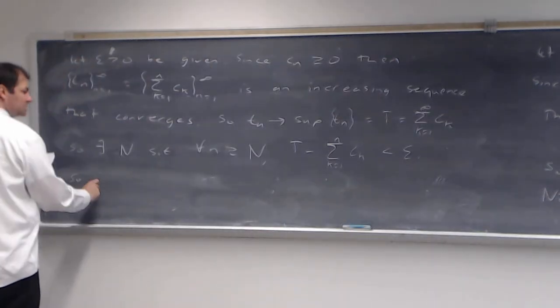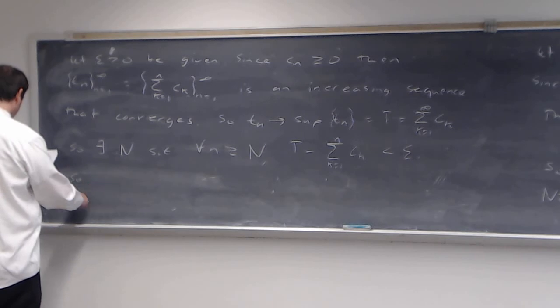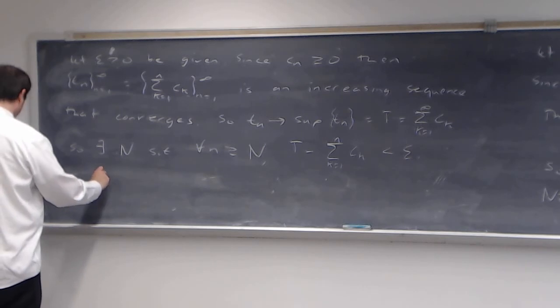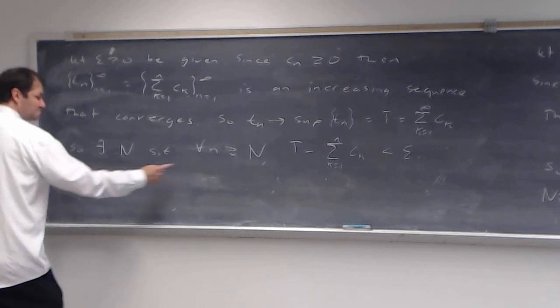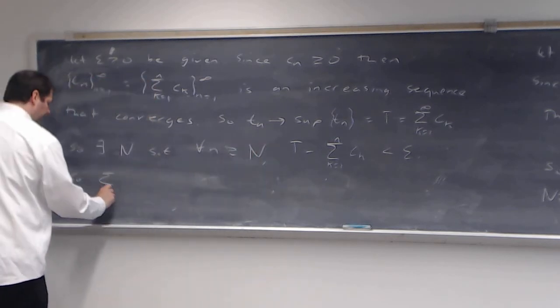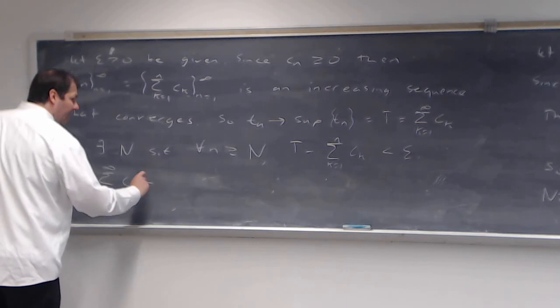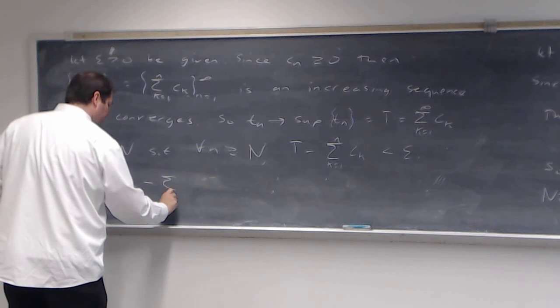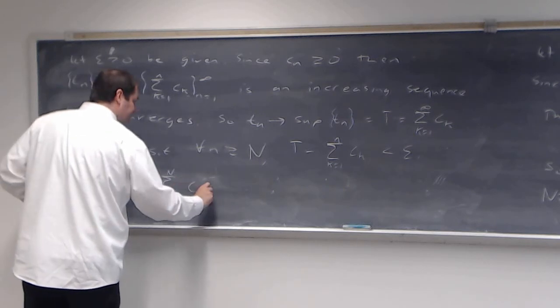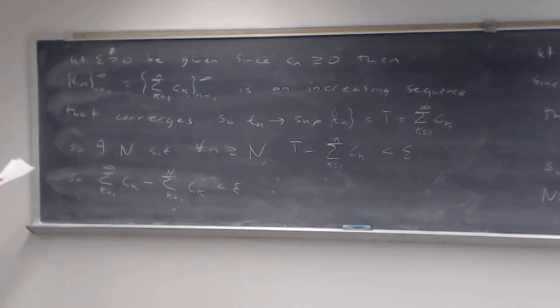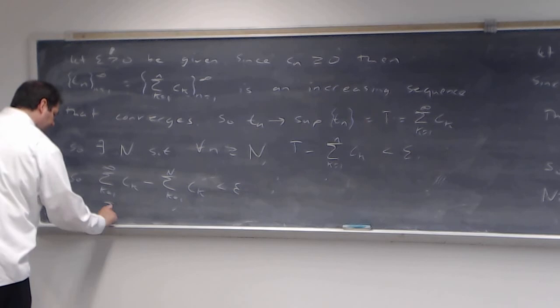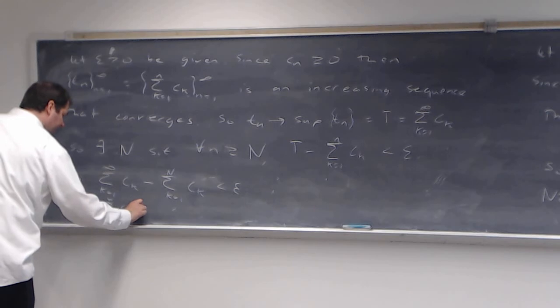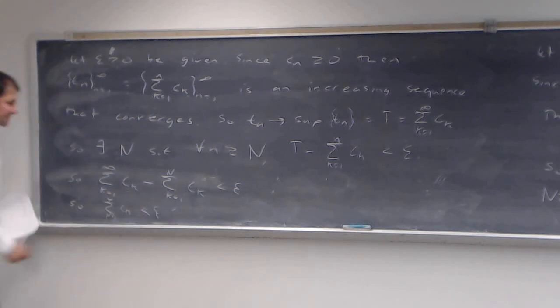And so what that tells us is that, in particular, we have that this T, represented by the sum of k running from 1 to infinity of c sub k, minus, and here let us let n be equal to the big N, the sum as k runs from 1 to big N of c sub k, is going to be less than epsilon. And so this left-hand side can be symbolized as the sum of k running from N plus 1 up to infinity of c sub k, which is less than epsilon. That's what this left-hand side is.